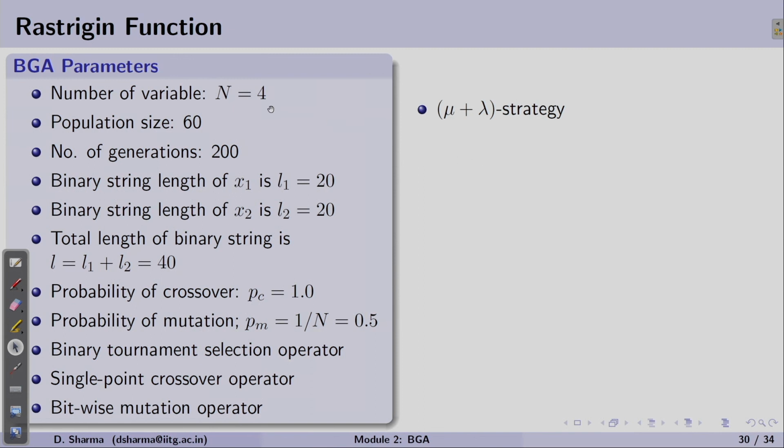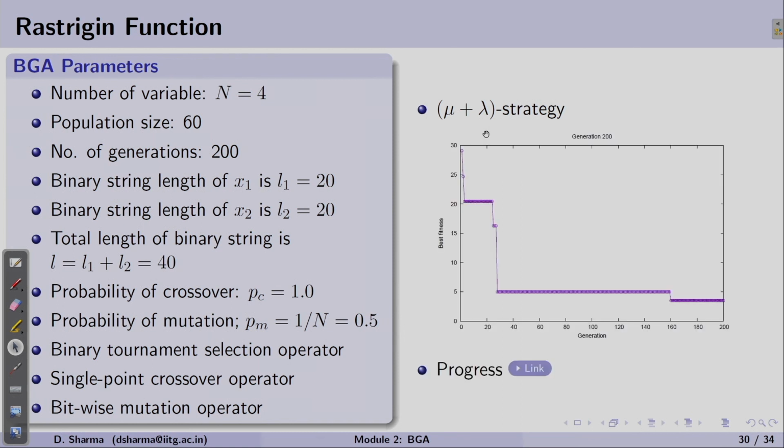We will take another case of the Rastrigin function where the number of variables is 4. We take all the parameters. Here please note that we have written the binary string length of x1 and x2. Since there are 4 variables, we are taking 20 binary string length for all. So the chromosome string is not 40, it will become 80 here. Probability of crossover and mutation are given, and other operators are the same as before.